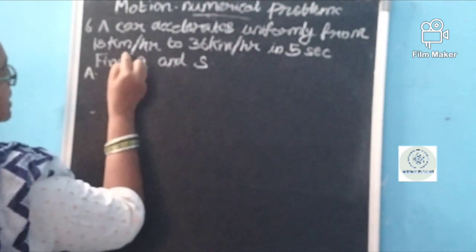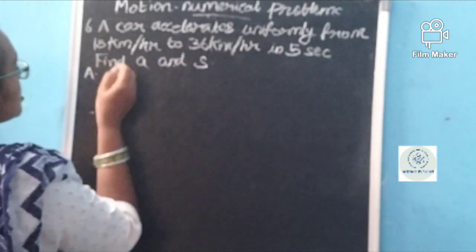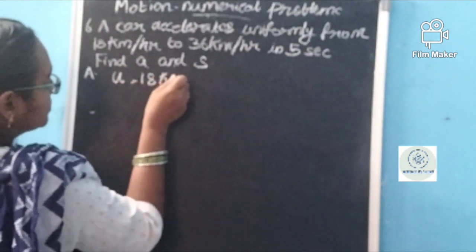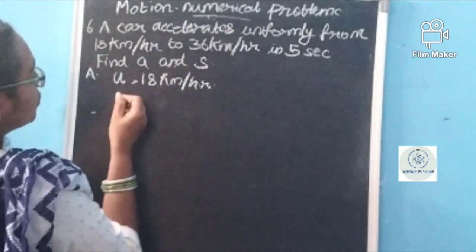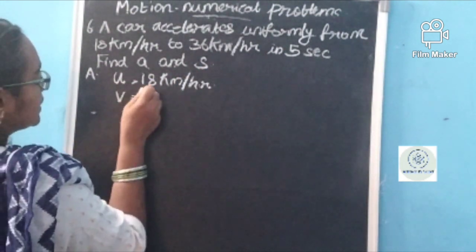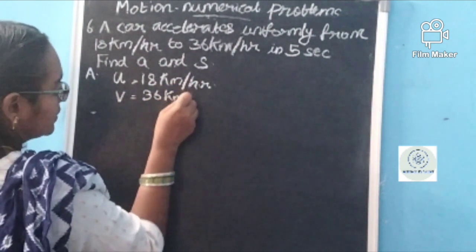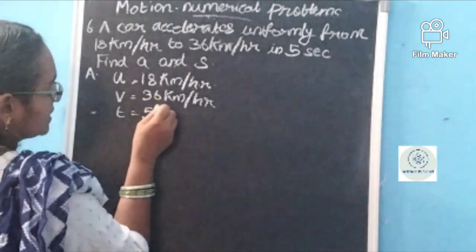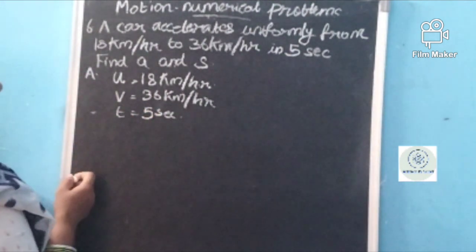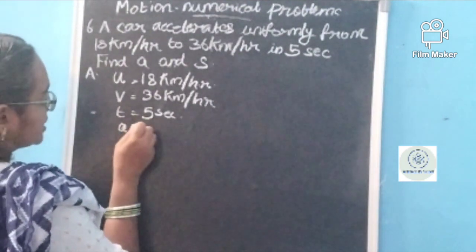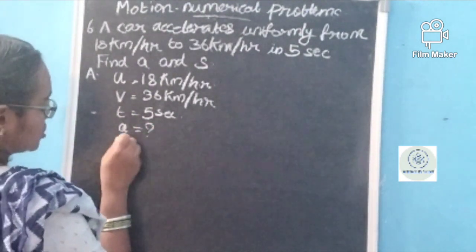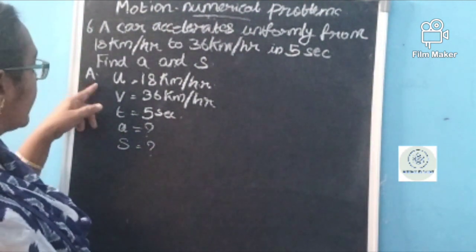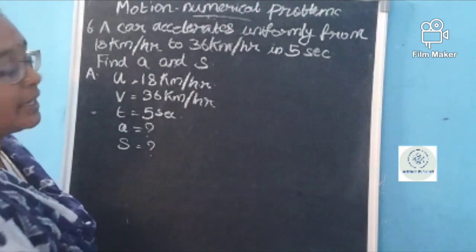First, the initial velocity is equal to 18 km per hour. Final velocity is 36 km per hour. And the time is 5 seconds. What we have to find out? We have to find acceleration as well as distance. So the next step is we have to convert into MKS system.